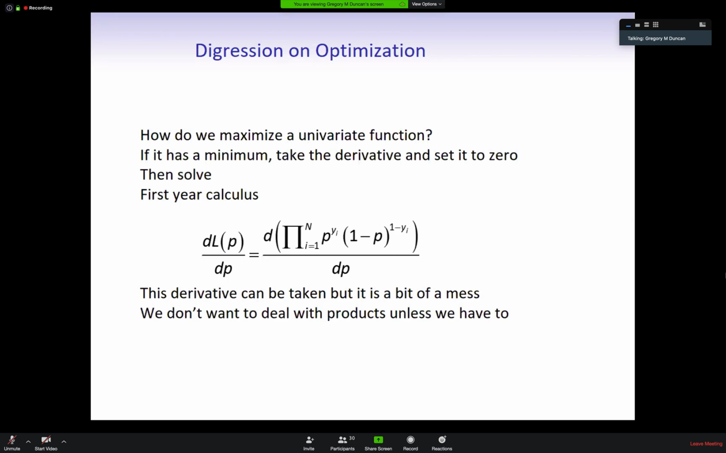In general, you don't want to deal with products unless you have to. And so what we're going to do is try and find a different form for this likelihood. This is going to be more of a digression on optimization. Those of you who've taken Melissa Knox's ECON484 have probably seen this. Any of you who've taken an optimization course have seen what I'm going to talk about now. But this is one of the tricks of the trade in optimization, a useful theorem.